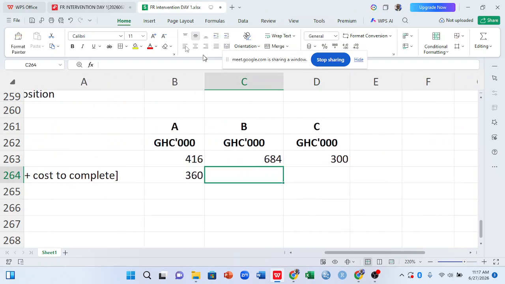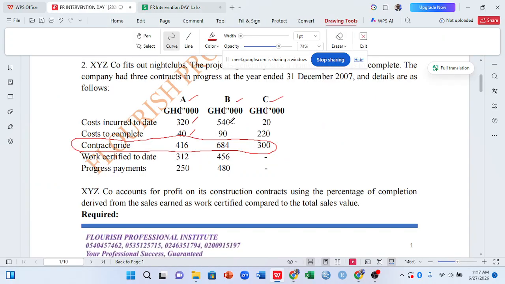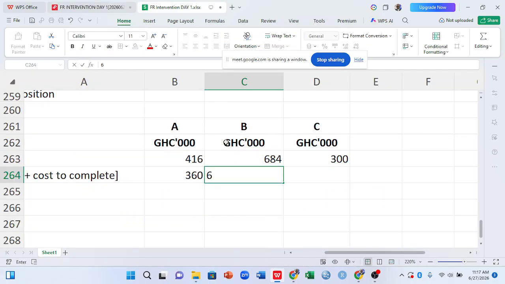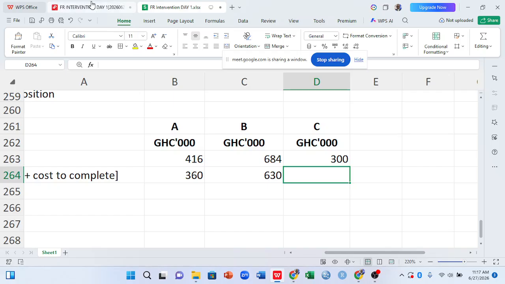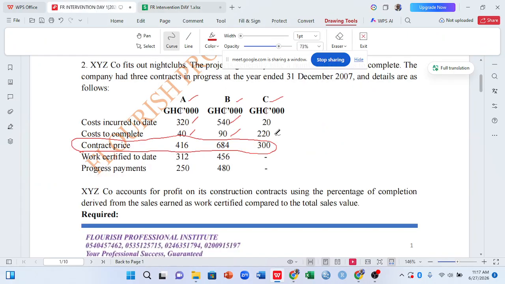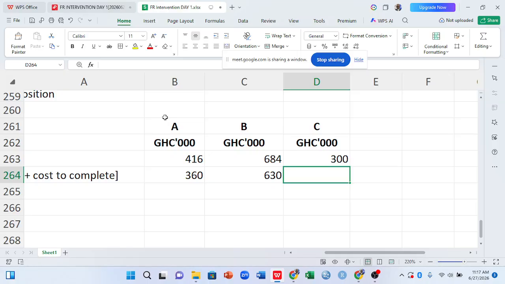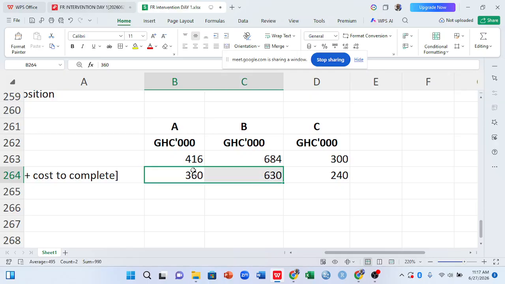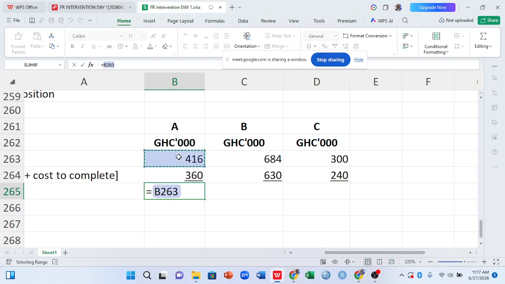We move on to B. B is 540 plus 90. What do we get? 630. And then C is 20 plus 220. That will be 240. Then we look for the difference between these two for each of them.